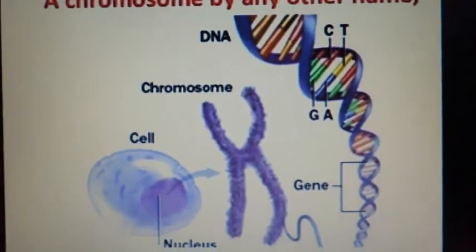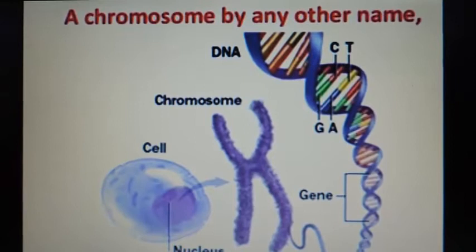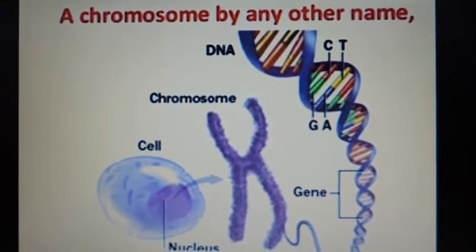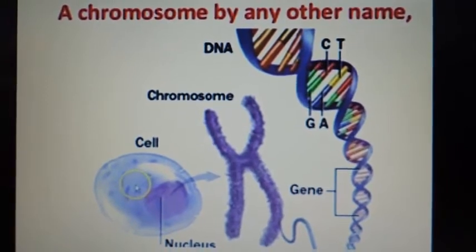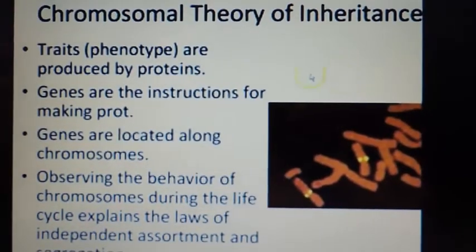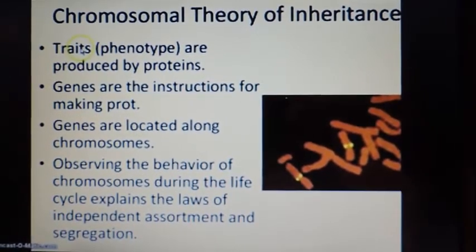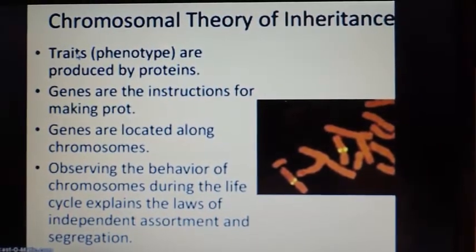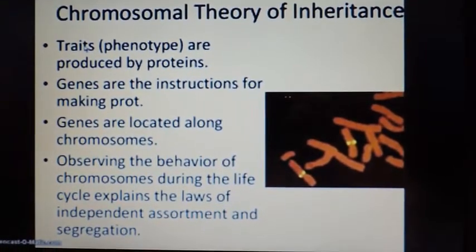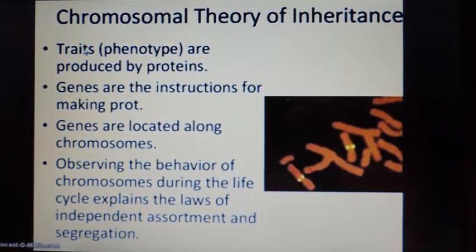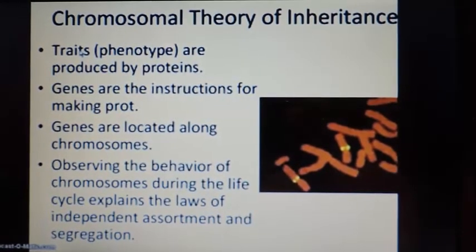Alright, ladies and gentlemen, in this lecture what we're going to do is look at the relationship between the behavior of movement of chromosomes and the passage of traits from parent to offspring. Now, we know that the traits we see in an organism, looking at a person, the color of their skin, color of their eyes, color of their hair, the height of the individual, are all due to the production of proteins that build and then operate the body.